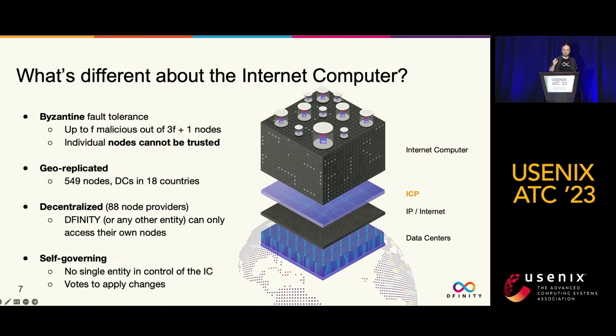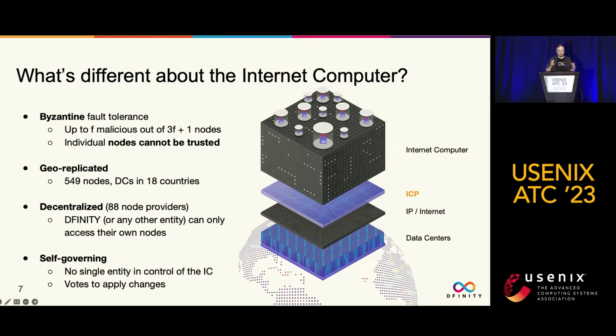Then what's different about the Internet Computer in comparison to other kinds of blockchains? First of all, it has Byzantine fault tolerance. For example, it can tolerate up to f malicious nodes out of 3f+1, so 4 out of 13, for example. Everything is geo-replicated. At the moment, there are about 550 nodes in about 18 countries.